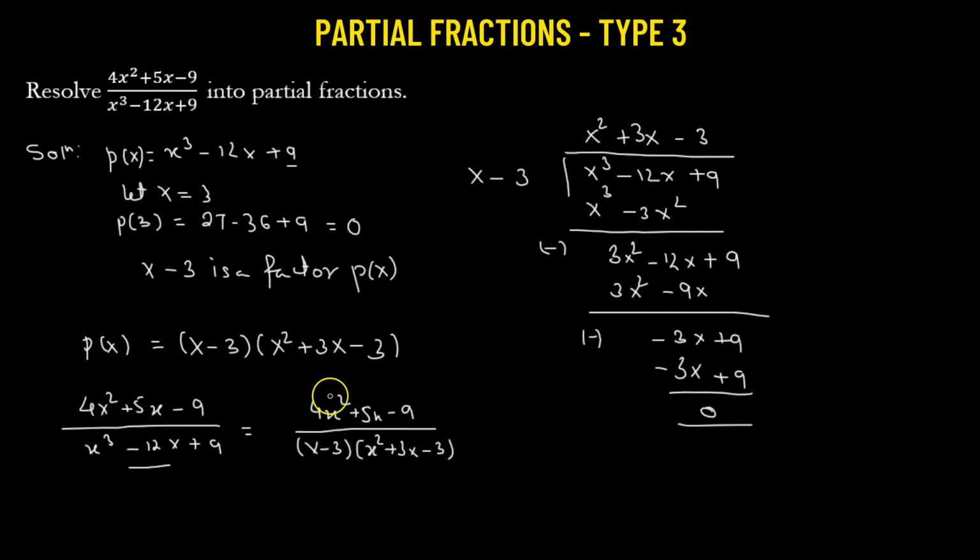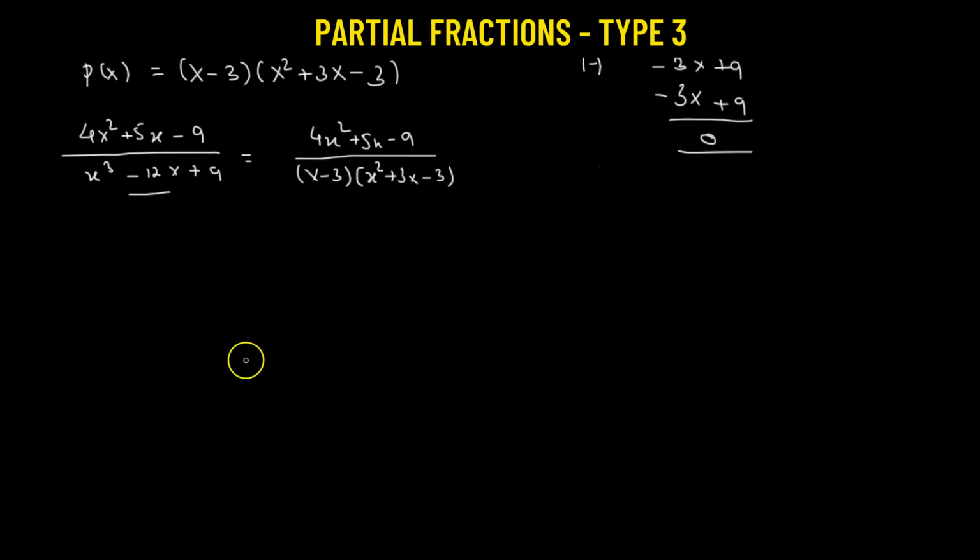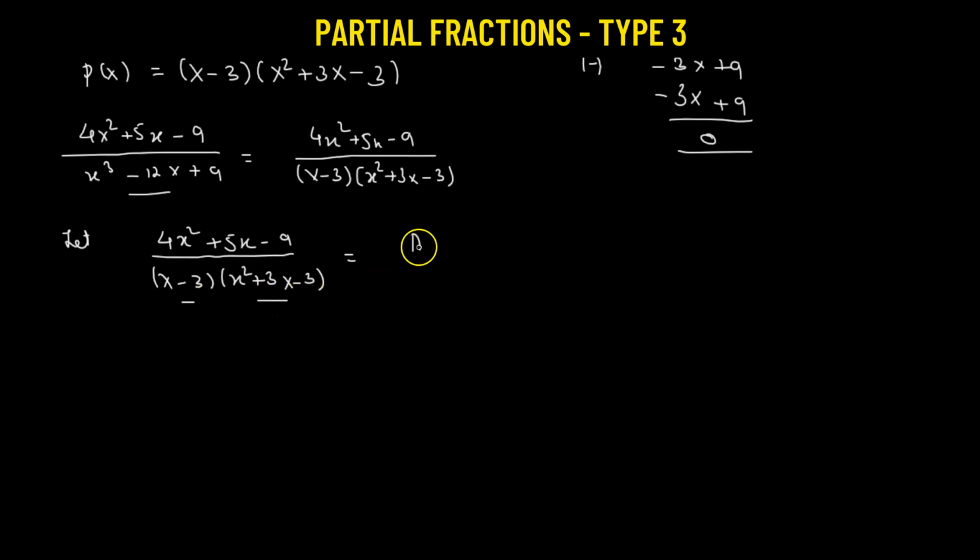Fine. So we will now begin with this particular rational fraction where the denominator is factored. So we will suppose that (4x squared plus 5x minus 9) divided by (x minus 3) multiplied by (x squared plus 3x minus 3) can be resolved into two partial fractions, two, because we have two factors in the denominator. The first one will be A over x minus 3, and the next partial fraction will be (Bx plus C) divided by (x squared plus 3x minus 3). The reason why we chose Bx plus C is that x squared plus 3x minus 3 is a quadratic factor.